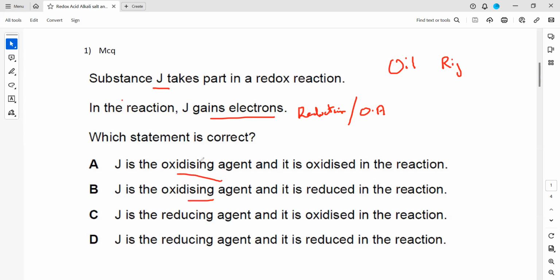So either A can be an answer or B can be an answer, because it cannot be a reducing agent. If for a substance reduction happens, it should be an oxidizing agent. And the substance which is the oxidizing agent during a reaction is itself reduced. So B should be the right answer.